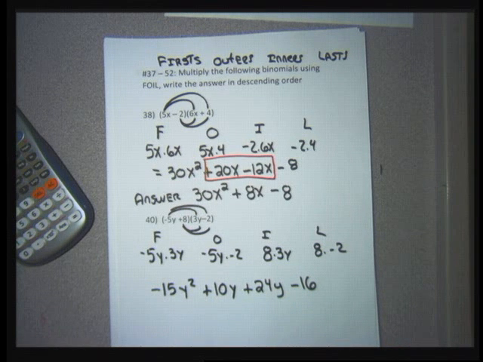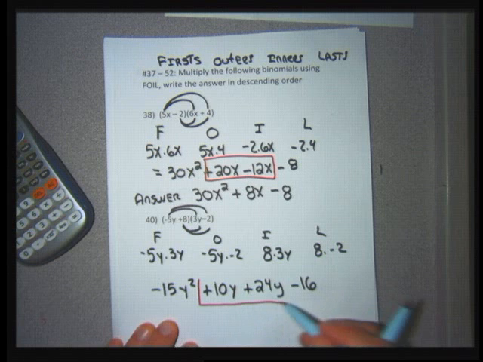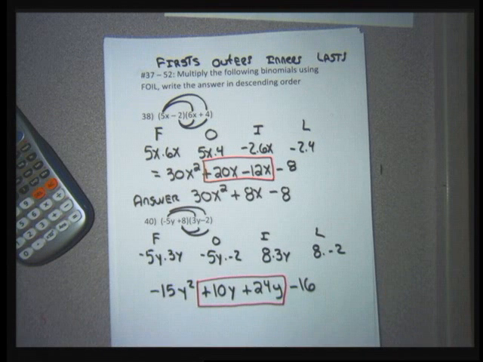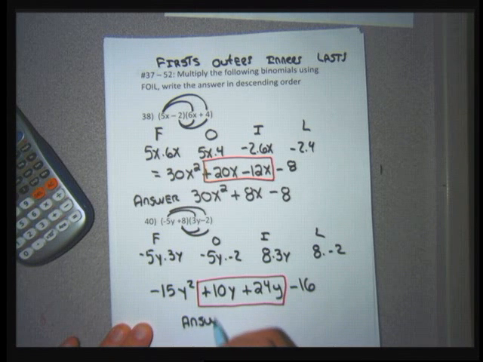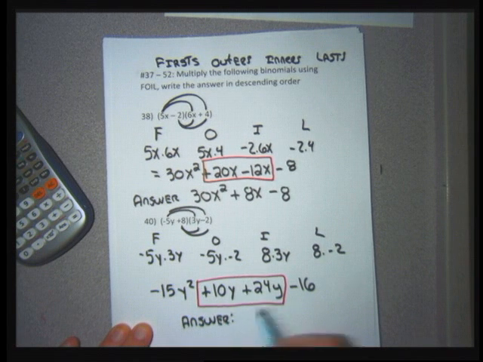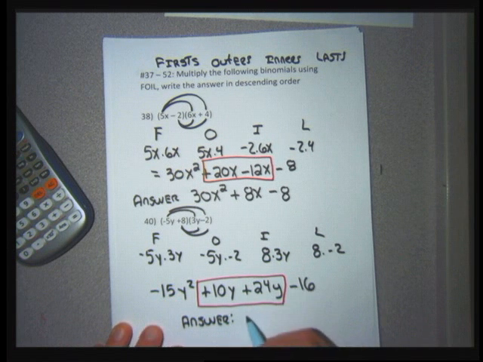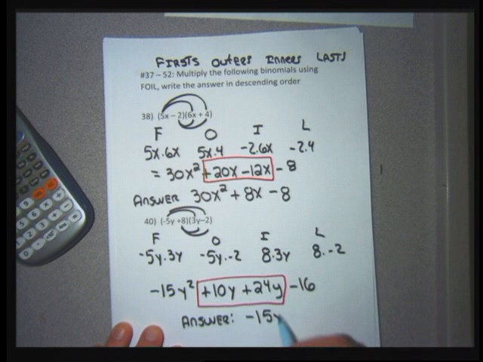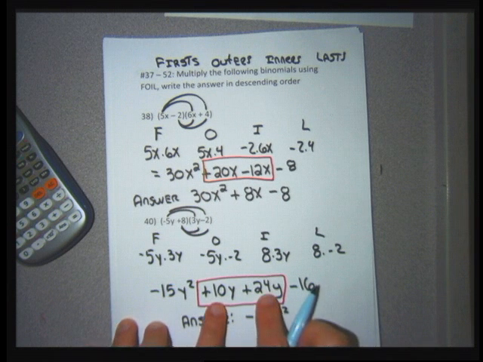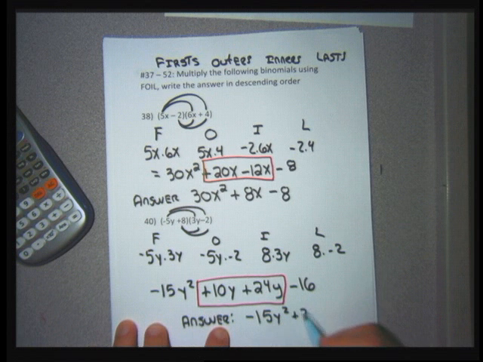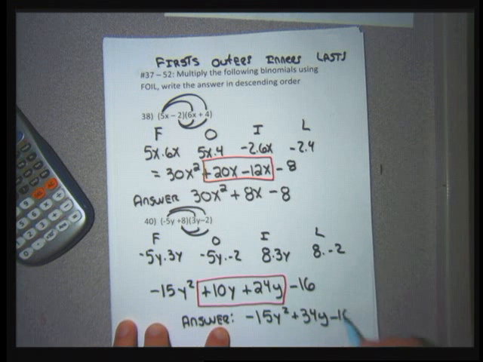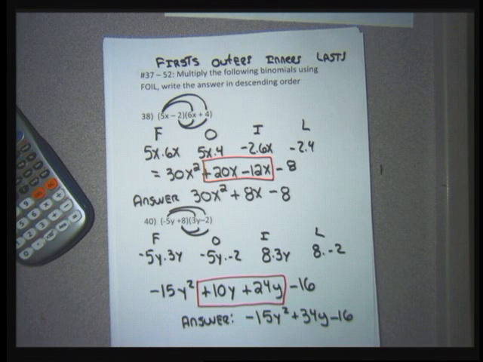And just like the last problem, just like most foiling problems, the outers and the inners can be combined because they have the same variable with the same exponent. But the first and the last, they don't change, but they need to be part of the answer because there isn't anything else that has a y squared, or there isn't any other number without a letter. So I'm going to write the firsts, and then I'm going to combine the outers and the inners by adding the 10 and the 24, and then leave the last alone. And that's as far as I can go in terms of simplifying that, because now it's an addition or subtraction problem, you can't add or subtract unlike terms, and there's no like terms left.